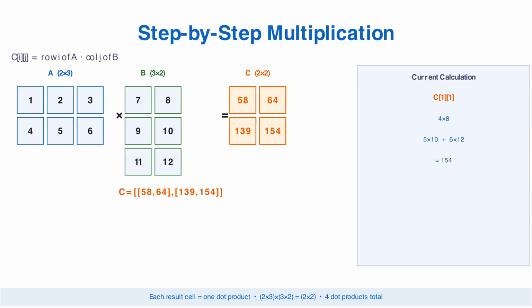C00 is 58. For C at row 0, column 1, row 0 of A dotted with column 1 of B. 1 times 8 plus 2 times 10 plus 3 times 12. That is 8 plus 20 plus 36. 64. C01 is 64. Row 1, column 0, 4 times 7 plus 5 times 9 plus 6 times 11. 28 plus 45 plus 66 equals 139. Row 1, column 1, 4 times 8 plus 5 times 10 plus 6 times 12. 32 plus 50 plus 72 equals 154. The result matrix C is 58, 64, 139, 154.